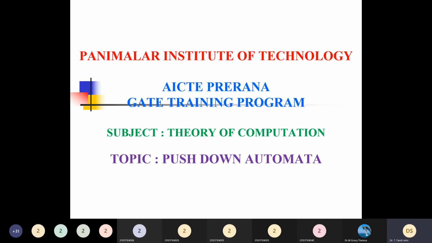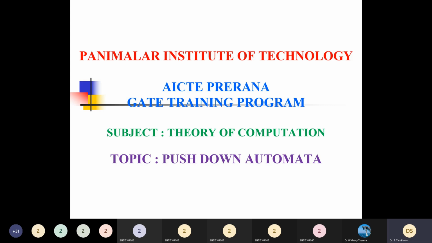We have one drawback in finite automata, right? Because there is no memory. We cannot store anything in a finite state machine. So what is a finite state machine? It is nothing but the other name of our finite automata. Due to that, we go for the next higher level, that is pushdown automata.